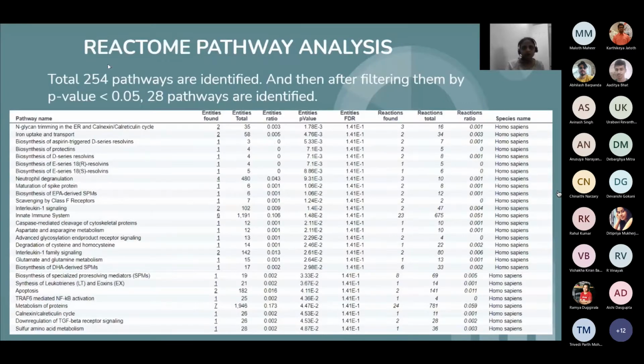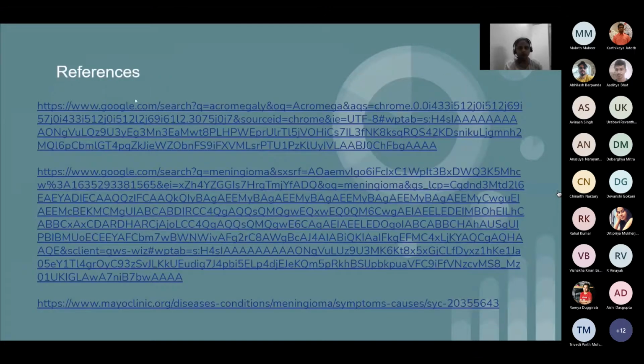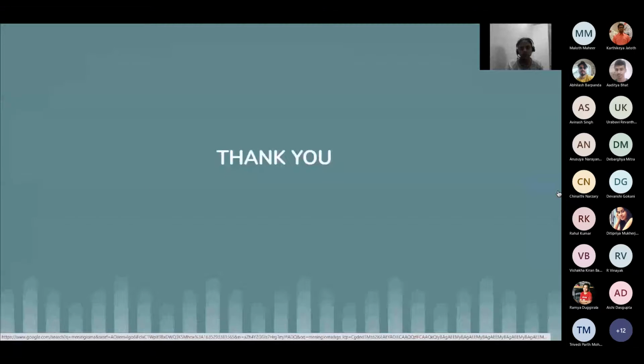Then I have sent those 20 proteins for Reactome pathway analysis, and I have identified that there are 254 pathways in total, and after filtering them by using a p-value less than 0.05, 28 pathways are identified, and I have listed all those 28 pathways here. And these are some of the references I have used to know about acromegaly and meningioma. Thank you.